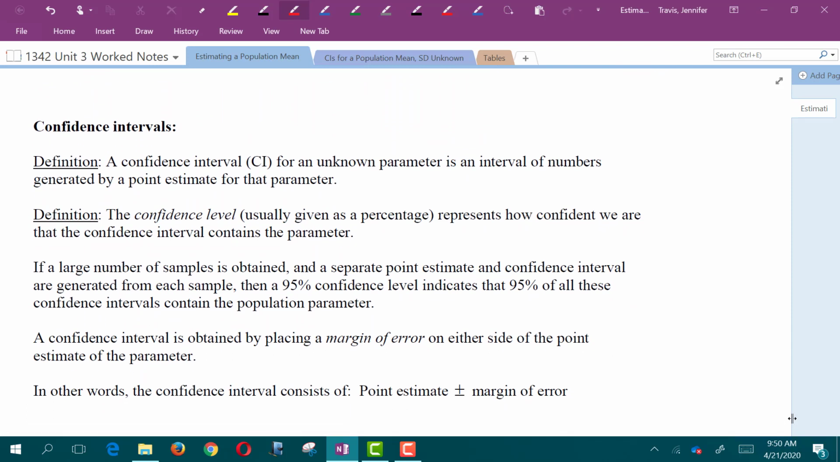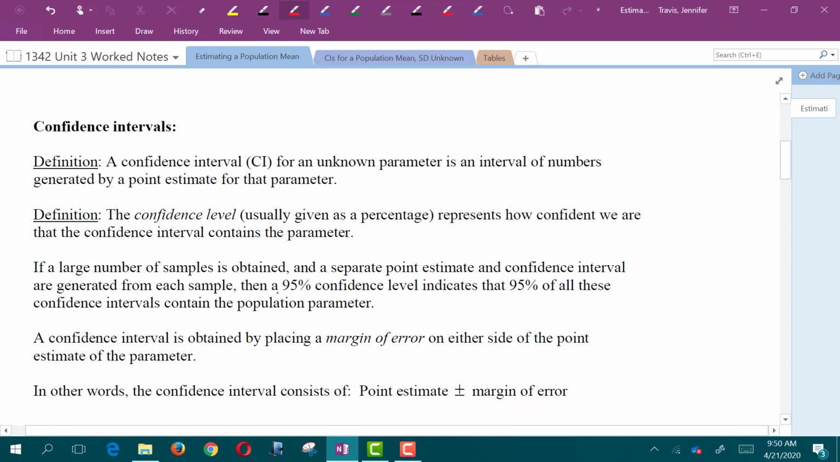A confidence interval for an unknown parameter is an interval of numbers that is created by a point estimate for the parameter. Remember, the point estimate comes from the sample. The confidence level, which we usually write as a percentage, represents how confident we are that the confidence interval happens to contain our population parameter.